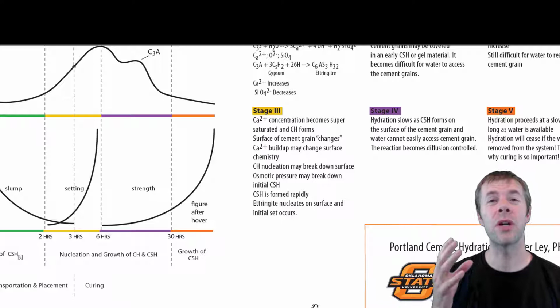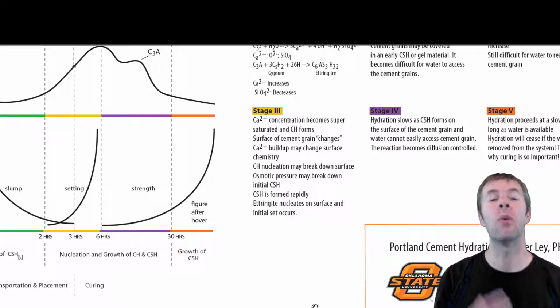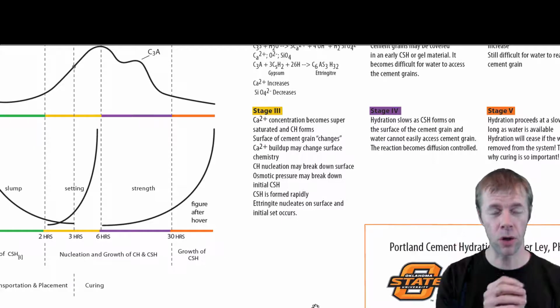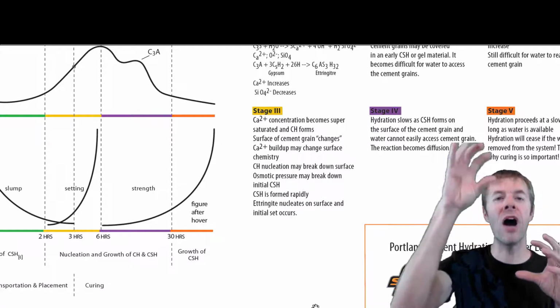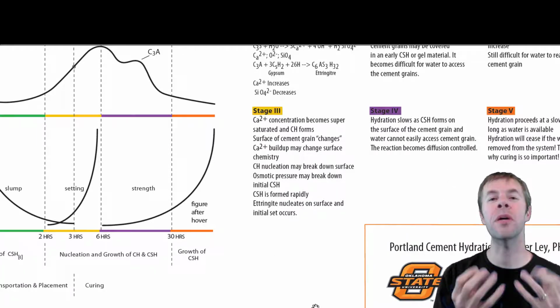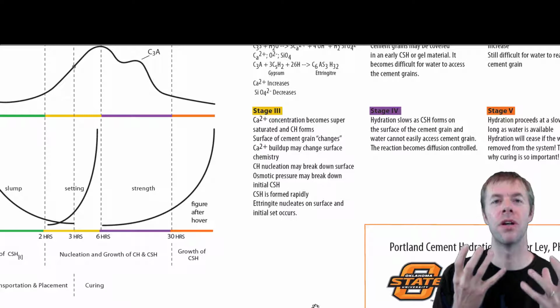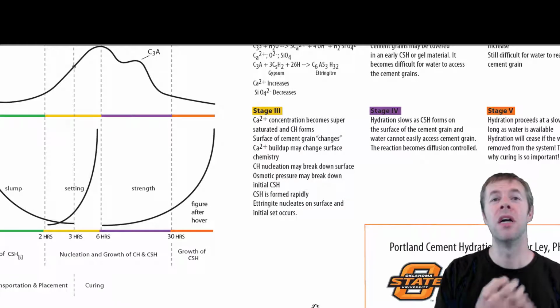The calcium concentration reaches this supersaturated level. And we know that calcium hydroxide starts to form. It starts to form in solution, not within the CSH, out into the solution, okay? And we know the surface of the cement grain changes. This calcium concentration buildup may change the surface chemistry. We don't know for sure. This calcium hydroxide nucleation may break down some of the surface.